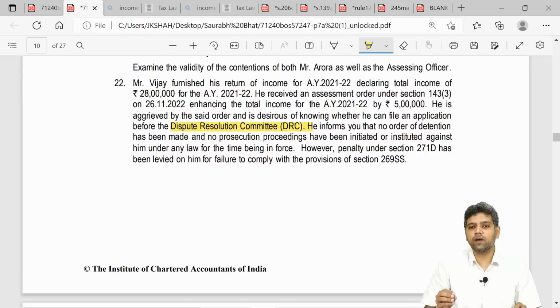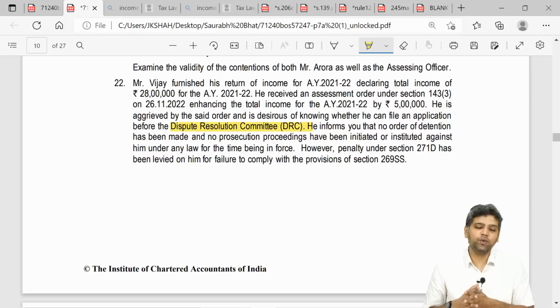In the dispute resolution committee, first and foremost, you can make an application provided your returned income does not exceed 50 lakh rupees, and the additions which are made by the assessing officer do not exceed 10 lakh rupees. So your returned income does not exceed 50 lakhs, your additions made by the assessing officer do not exceed 10 lakhs. So it's for very small assessees. For such people, rather than going in appeal, they can go to this dispute resolution committee.